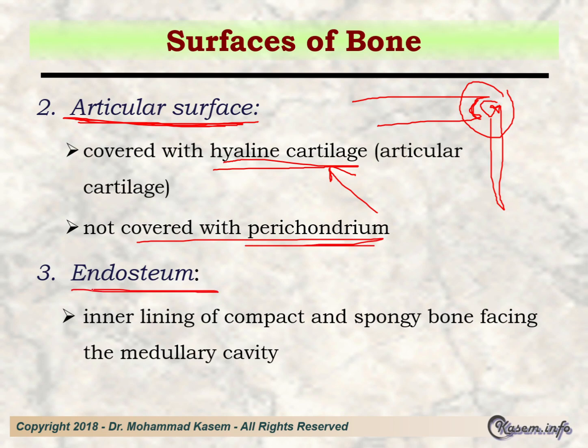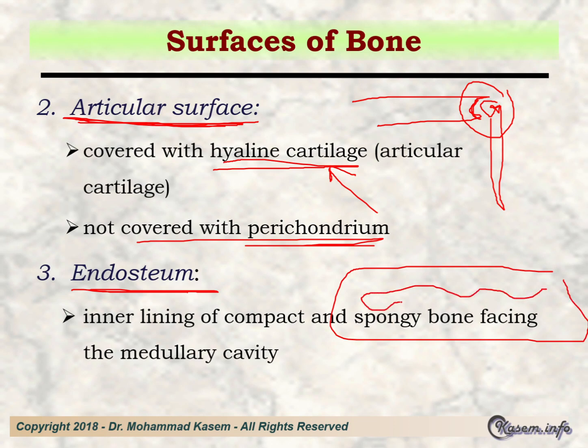The endosteum is the third surface of bone, which is found on the internal surfaces of bones, like this. It may be regular or irregular according to the type of bone. As we said, in compact or cancellous bone, the shape of the endosteum may be a regular or irregular cavity. It is the inner lining of compact or spongy bone facing the medullary cavity.